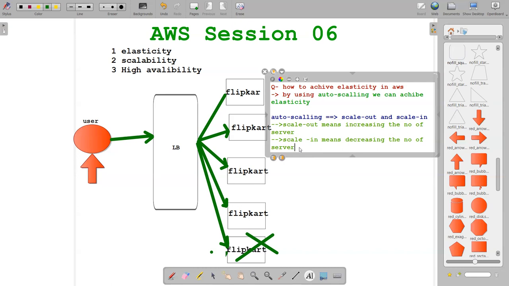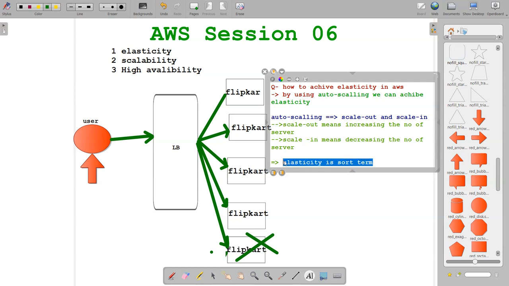So now here you can see elasticity. Elasticity is short term. Why are we calling it short term? Because when the sale comes, the servers increase; when the sale ends, the servers will be deleted, right? So that means it's a short term process. This is the meaning of elasticity. It's a short term process, guys.